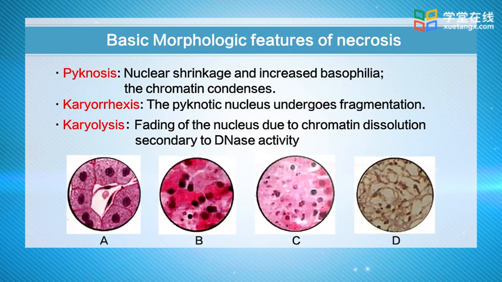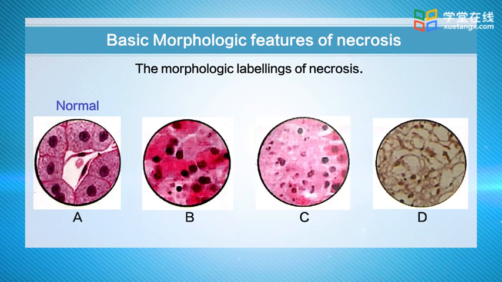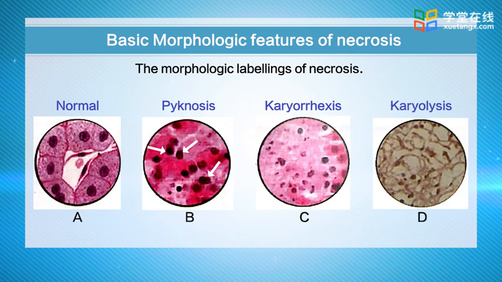Let's look at these photos. A shows normal liver cells. B depicts pycnosis with nuclear shrinkage and increased basophilia. The DNA condenses into a solid, shrunken mass. C is karyorrhexis, where the pycnotic nucleus has undergone fragmentation. In 1 to 2 days, the nucleus in a dead cell completely disappears. That is karyolysis, shown in photo D.